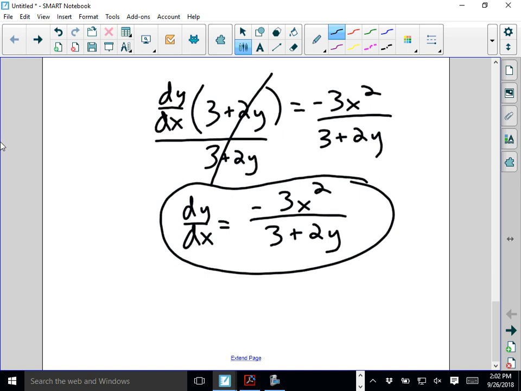Now, after we get dy/dx alone, we want to look to see, can this be simplified? You may be tempted to divide out those 3's, but notice not every term has a 3 in it. Not every term has an x in it. Not every term has a y in it. There's nothing else we can do other than leave it as negative 3x squared over 3 plus 2y. Okay. Let's try another one.